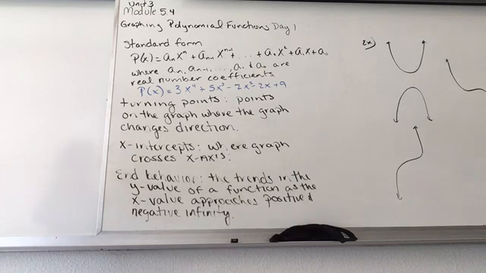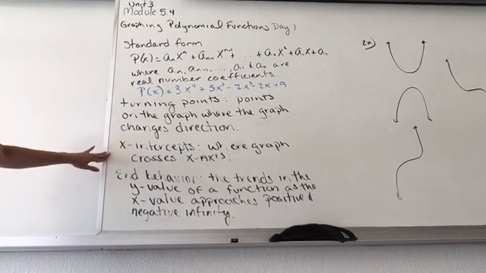So turning points are points on the graph where the graph changes directions. So it's kind of where the graph makes a turn. It goes from either going up to going down or going down to going up. X-intercepts are where the graph crosses the x-axis.